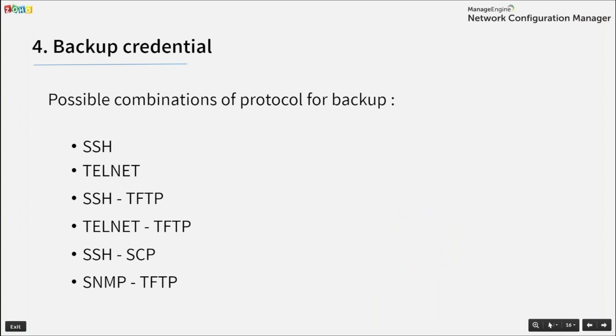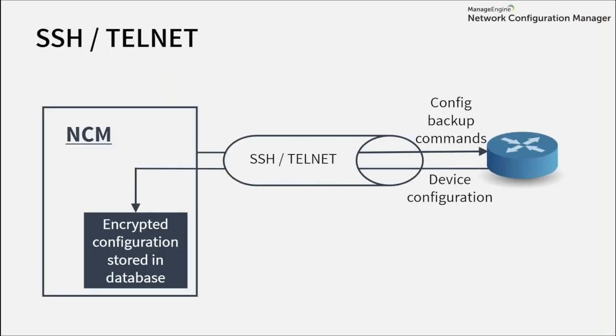So let's move on to backup credentials. For NCM to be able to communicate with your device and to perform operations like a configuration backup, you'll have to provide the device credentials to NCM. The protocols used for configuration backup have to be the following: SSH, TELNET, SSH TFTP, TELNET TFTP, SSH SCP, SNMP TFTP. So all of these protocols work for a configuration backup. Let's look into how each of these protocols and protocol combinations work for configuration backup.